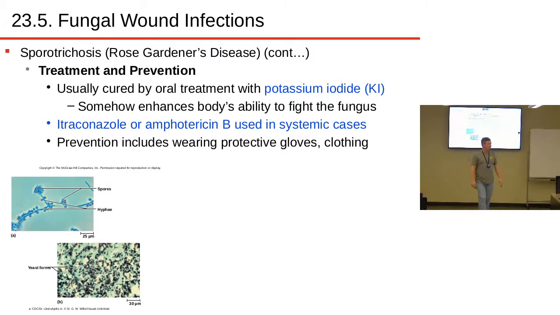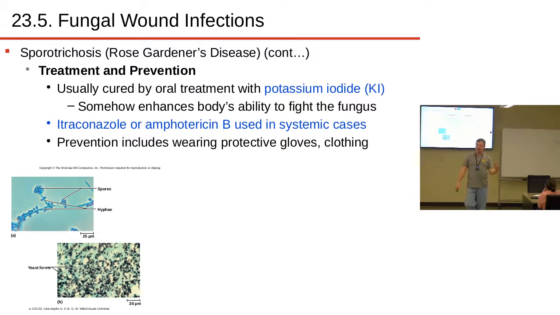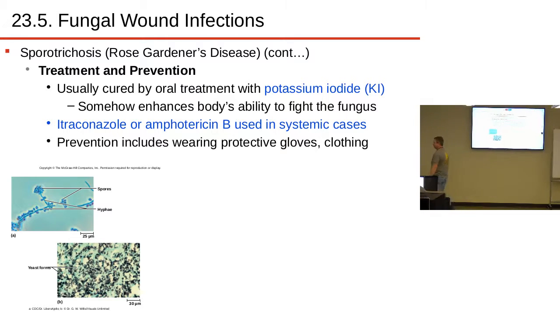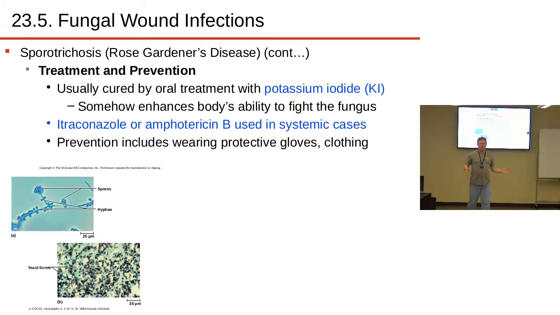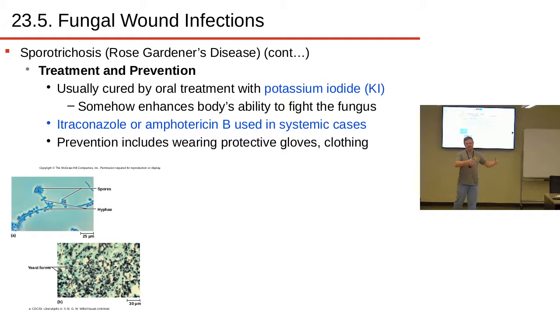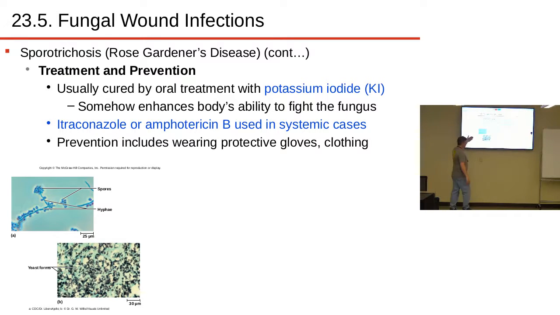So treatment's usually going to be through, we haven't really talked about a lot of treatments for fungal infections, but potassium iodide is a common treatment for fungal infections. It's sort of like taking penicillin, right? We can't use penicillin here because it's a fungus. But potassium iodide is basically the fungal version of penicillin. It's one of the most basic anti-mycosis medicines we have out there.